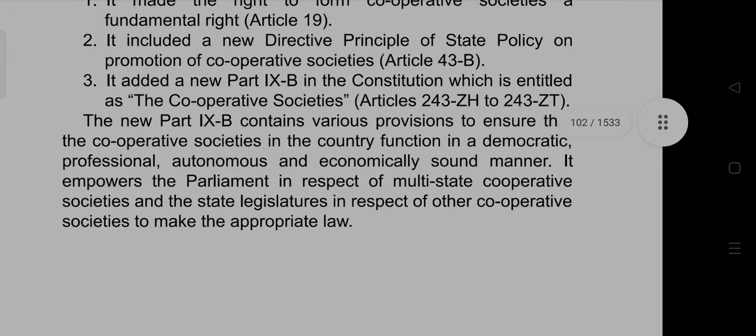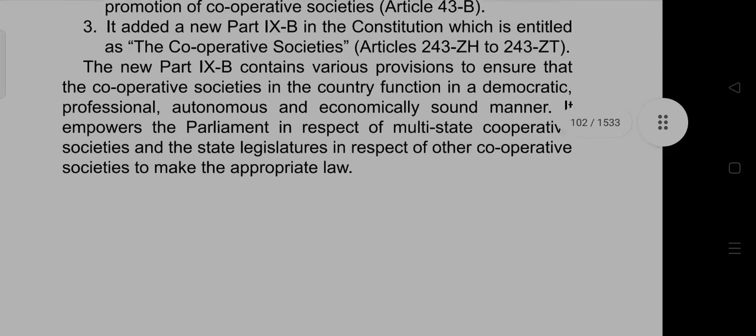The new Part 9B contains various provisions to ensure that the cooperative societies in the country function in a democratic, professional, autonomous, and economically sound manner. It empowers the Parliament in respect of multi-state cooperative societies, and the state legislature in respect of the cooperative societies, to make appropriate law.